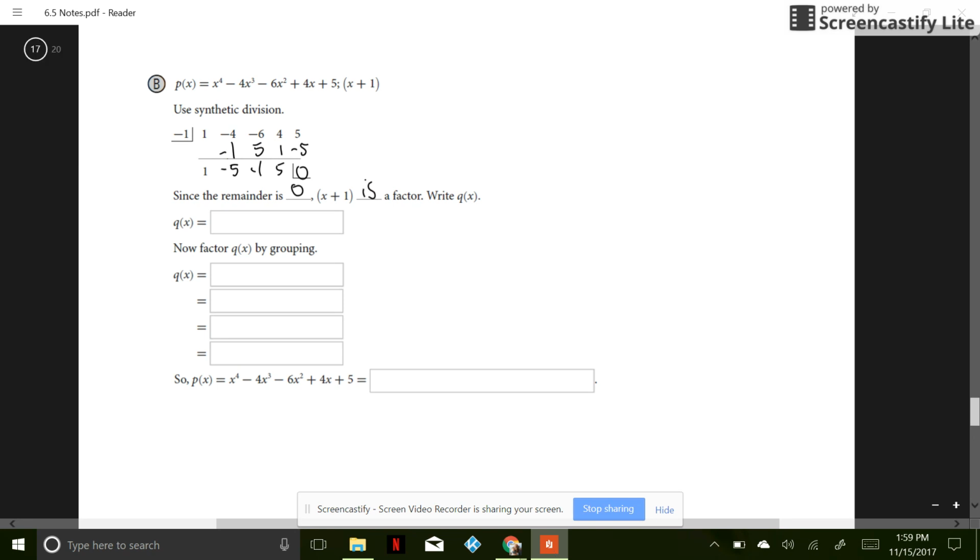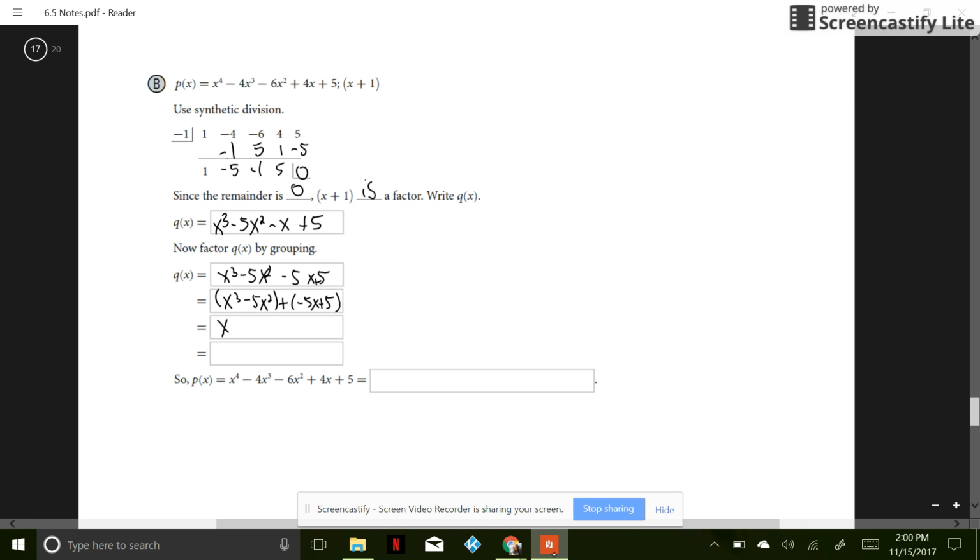So since the remainder is 0, x plus 1 is a factor. So now we take the quotient, whatever's left. Since we started to the fourth, ours is going to be cubed to start with. x cubed minus 5x squared minus x plus 5. Now we can factor this by grouping. So we have x cubed minus 5x squared minus x plus 5. Set up our groups. So I have x cubed minus 5x squared, and then negative x plus 5.